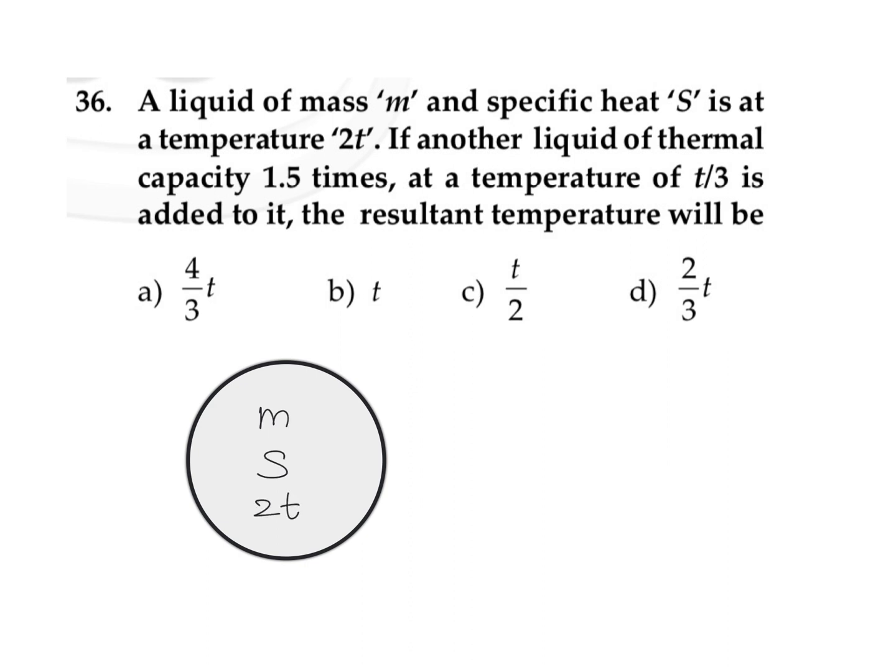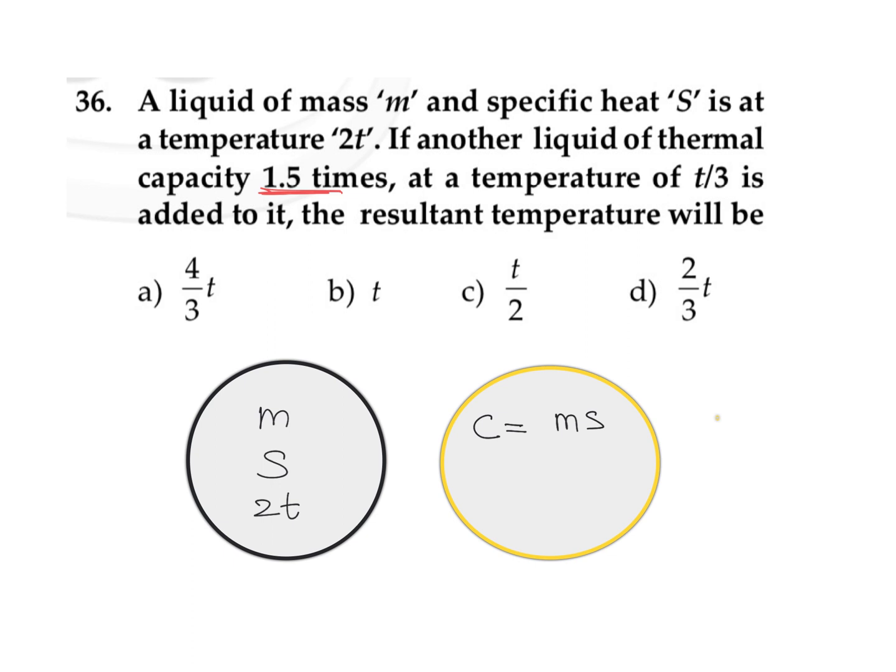Now we are considering another liquid of a given thermal capacity. So just try to understand what we mean by thermal capacity. We know that thermal capacity is the product of mass and specific heat capacity, m into s. And in the question it is given that another liquid has a thermal capacity 1.5 times that of the initial one.